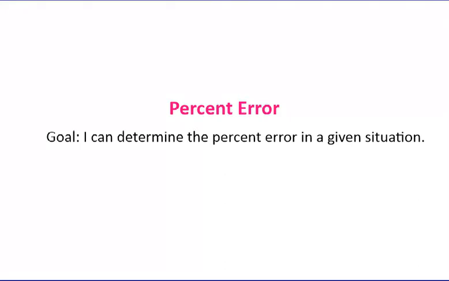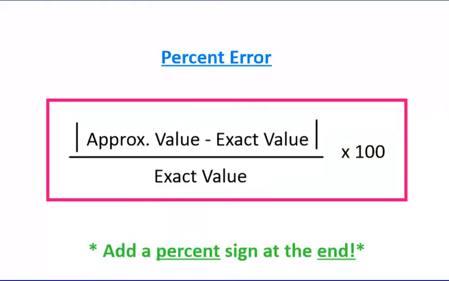All right, so in this lesson, we're going to look at something called percent error. So given two different situations, an estimated situation and an actual situation, you're going to find out what the error was in terms of a percent. So let's go ahead and look at the formula.